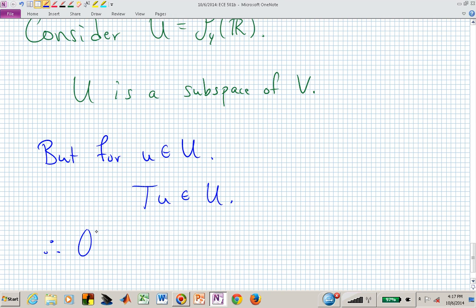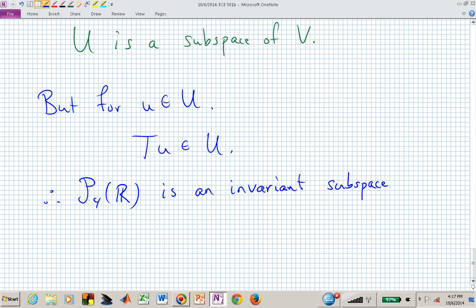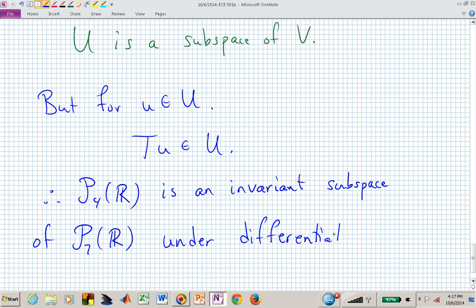So that now we can say that P sub 4 of R is in fact an invariant subspace of P sub 7 under that linear map of differentiation.